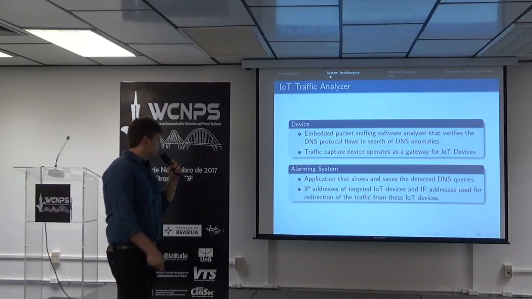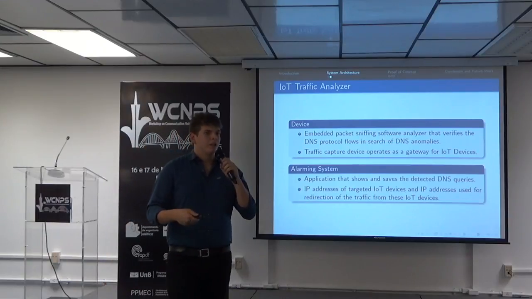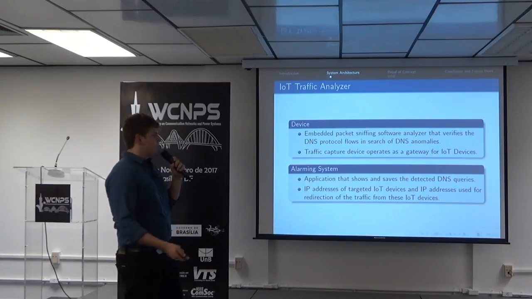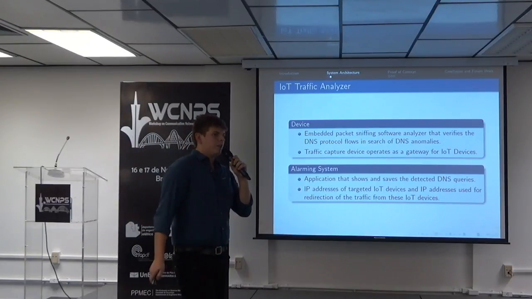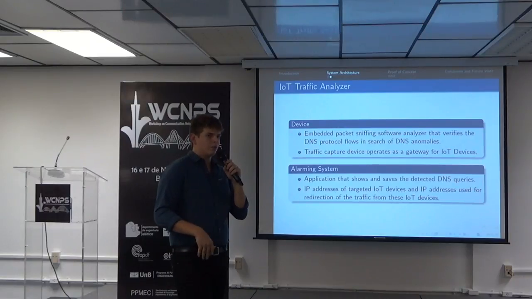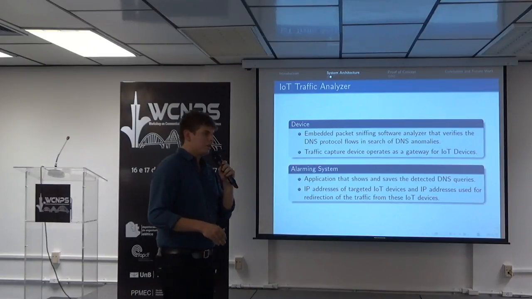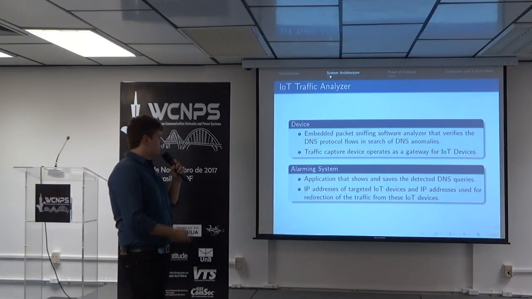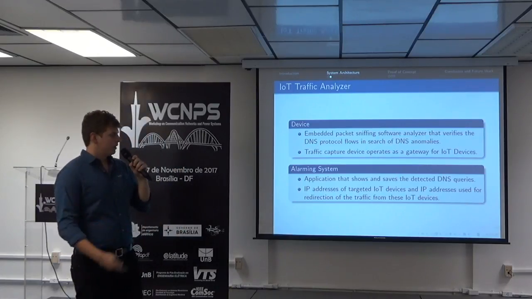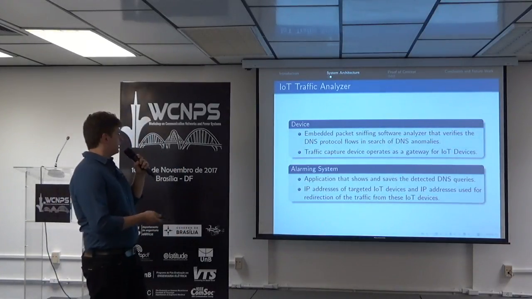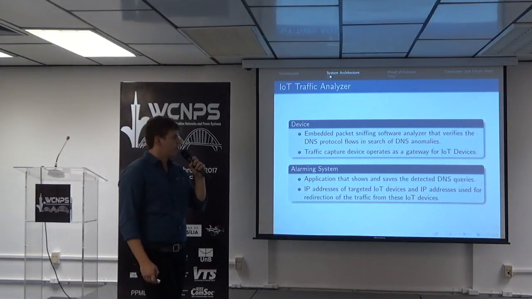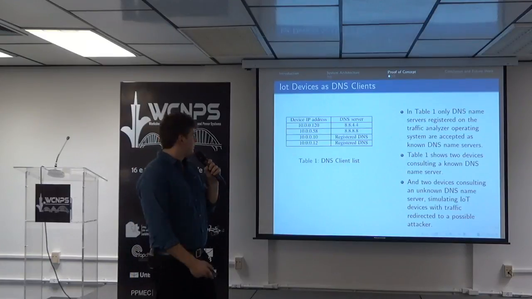And we also implemented an alarming system, which is an application that's going to show the saved captured packets that we have. By doing that, we're going to keep track of all the IP addresses inside our local network. So we're going to know who is consulting what, and we're going to know the destination address, which DNS server they're consulting. And based on that, we can decide if the data the devices are sending are getting redirected to a place that we don't know.